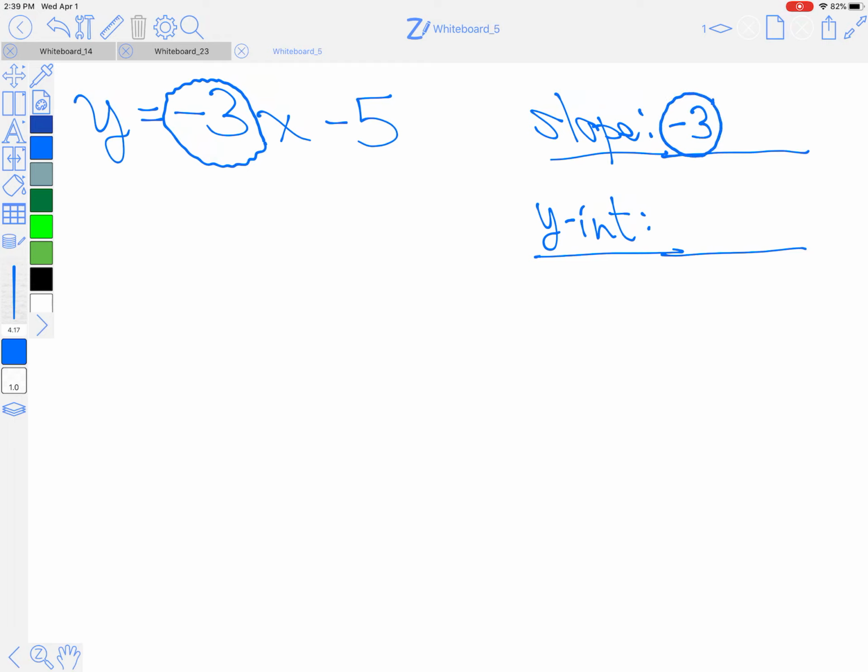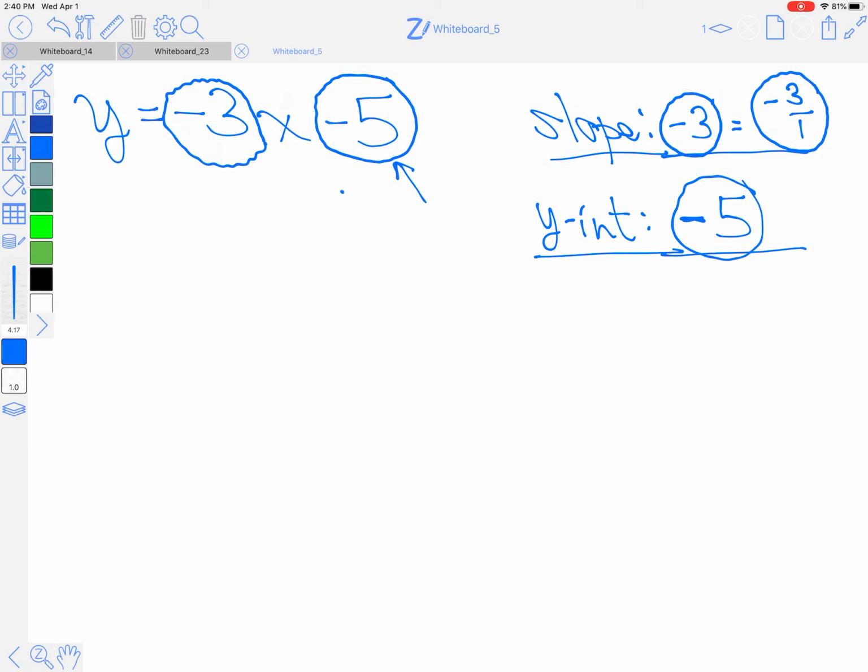But just like that other one we did, we can also say the slope is negative 3, or it can be written as negative 3 over 1. And remember, writing it this second way helps us count the slope as we put it on the graph. The y-intercept now, be careful when we write this one down. It says minus 5, so I have to make sure I know that my y-intercept is at negative 5. Negative 5.